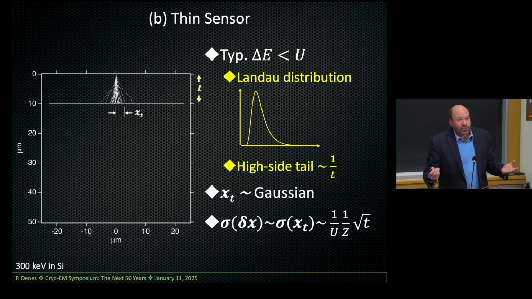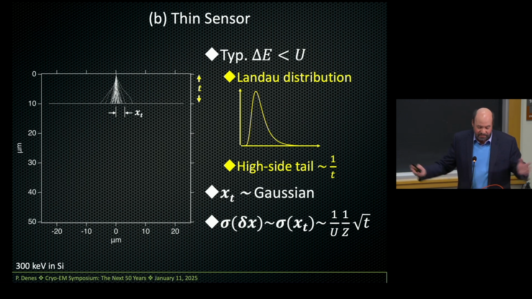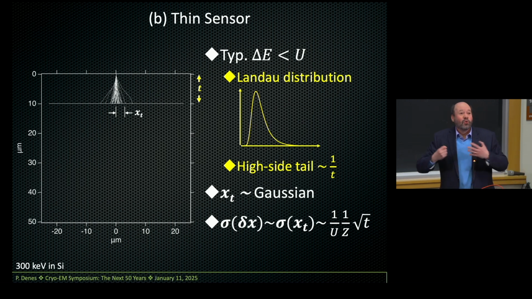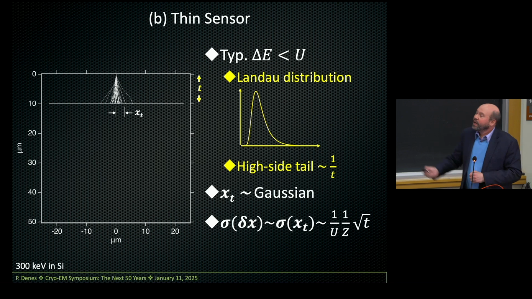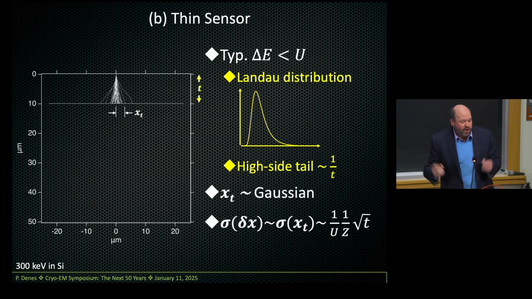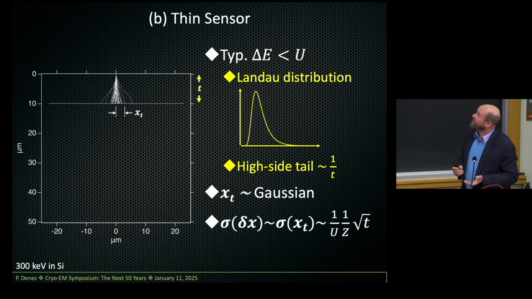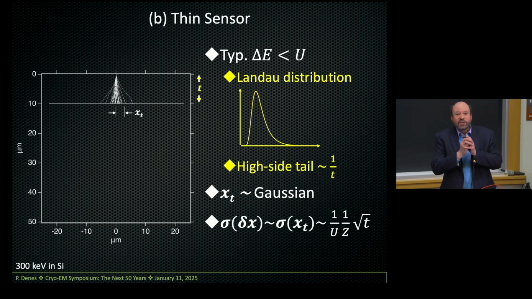If we have a thin sensor, we don't collect all the energy. In fact, the distribution of the energy has this long high-side tail following the Landau distribution that gets worse as the material becomes thinner. You can always lose more energy. The projected exit of the electron in this thin material has a displacement given by the multiple scattering. That displacement is Gaussian, and it goes like 1 over the energy, 1 over the Z of the material, and it increases like the square root of the thickness.